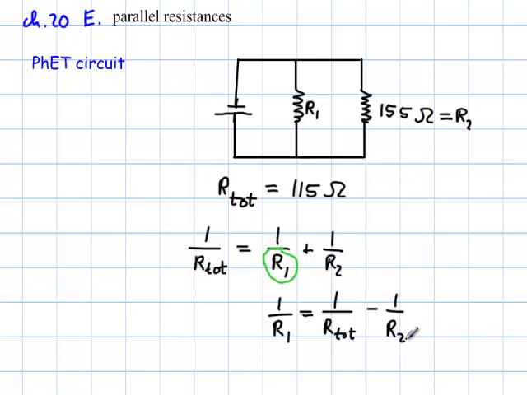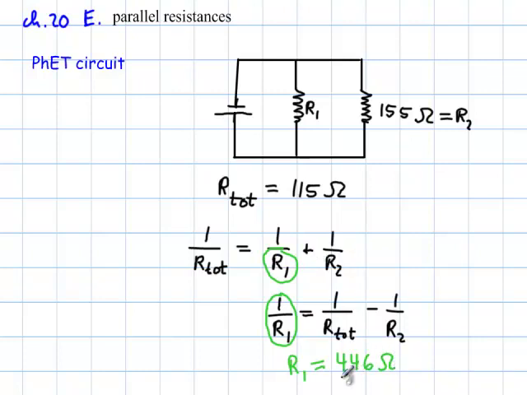one more step, and that is invert it, because what I just calculated is the reciprocal, so you have to invert it in order to get R1. So I take that 0.002244 and divide it into 1, and I come up with 446 ohms.